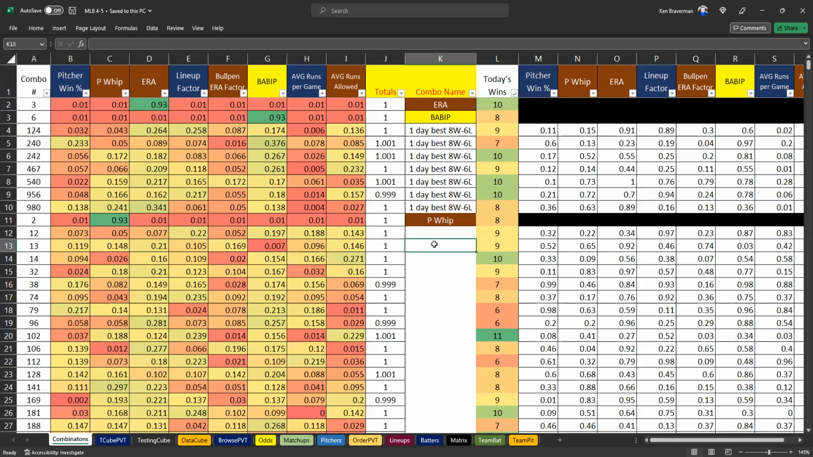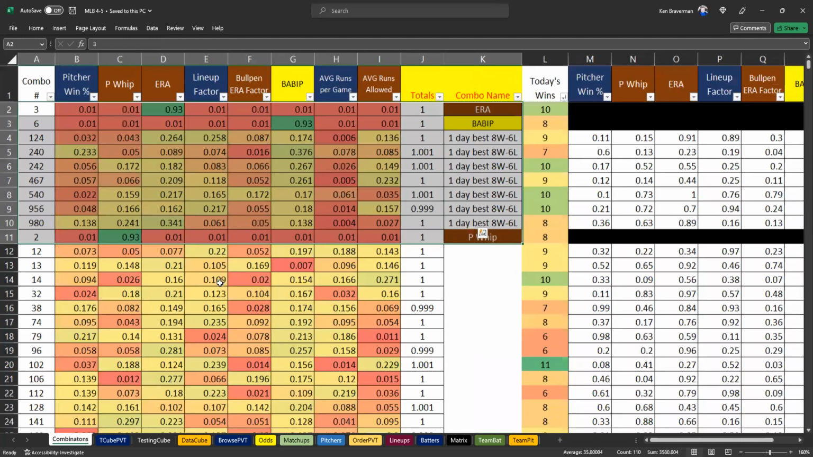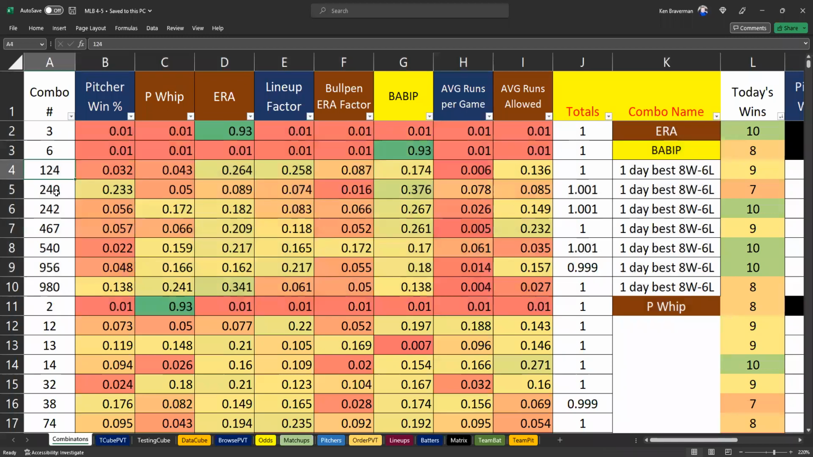When I ran this for Tuesday's games, these combinations, combination 3, 6, 124, 240, 242, these are the number of the combination. And this is the distribution of the variable in the specific category. Bullpen ERA factor. This is no longer pitcher win percentage. This is actually something else now, which is innings pitched per start. I got pitcher win percentage out of there. It's kind of like a quality start gauge on how good their starts are.